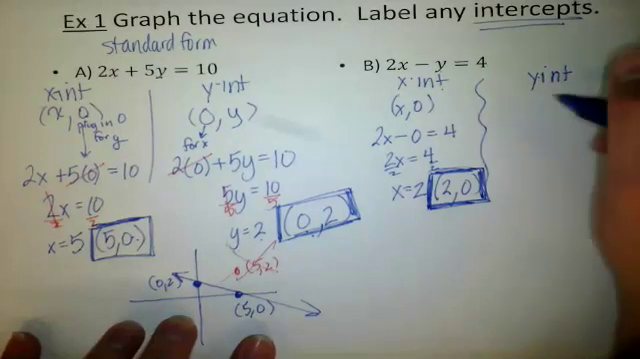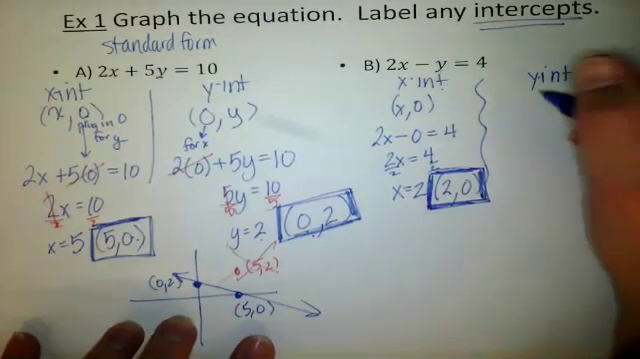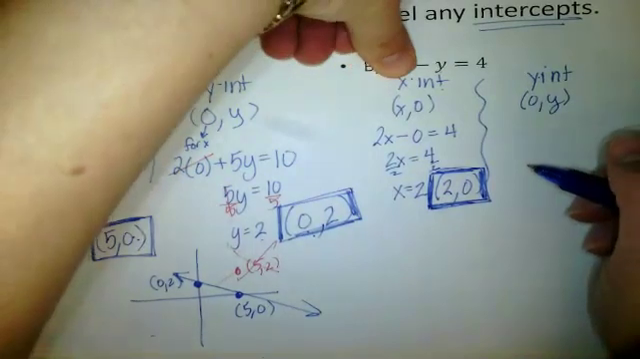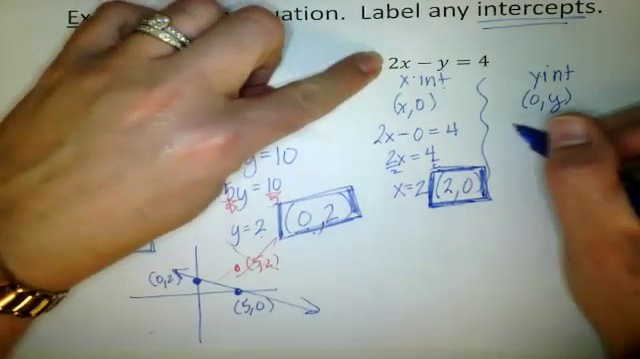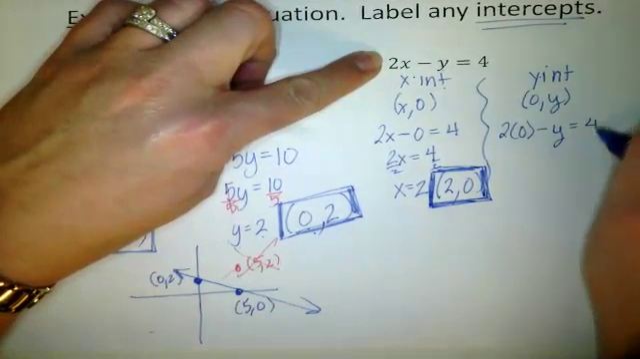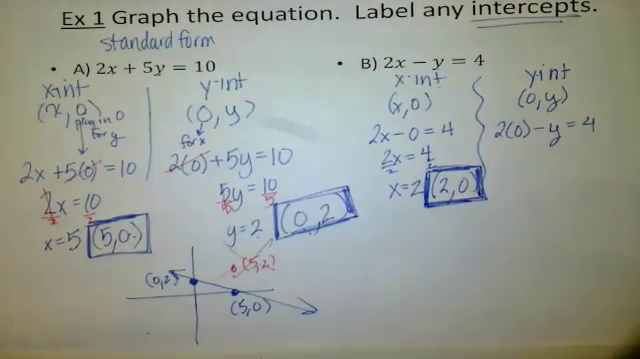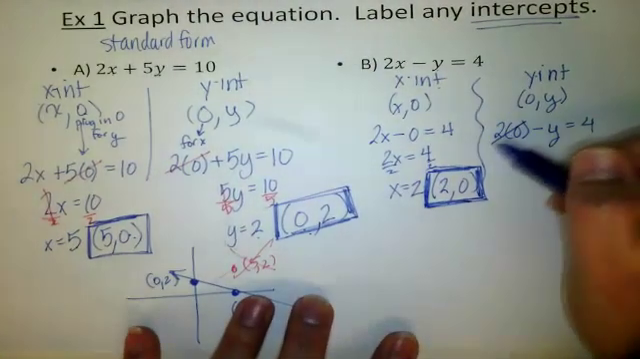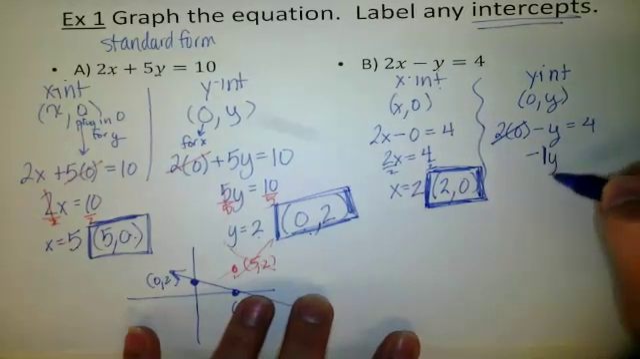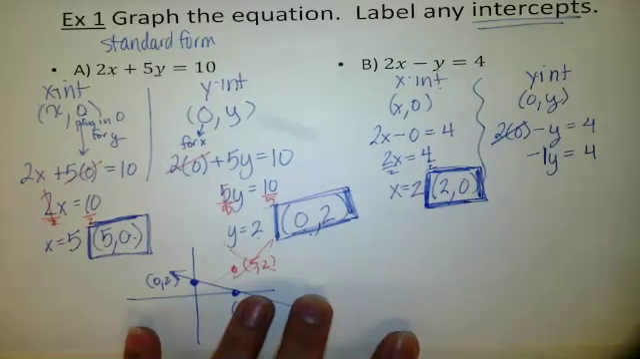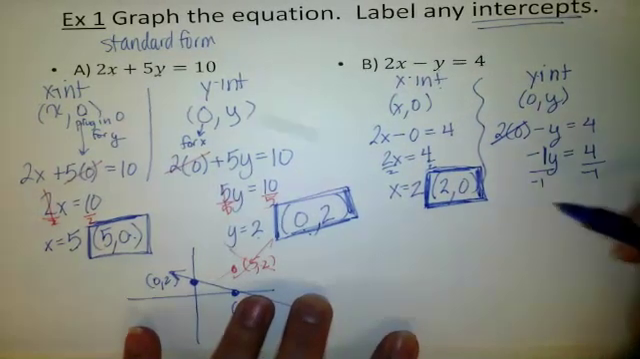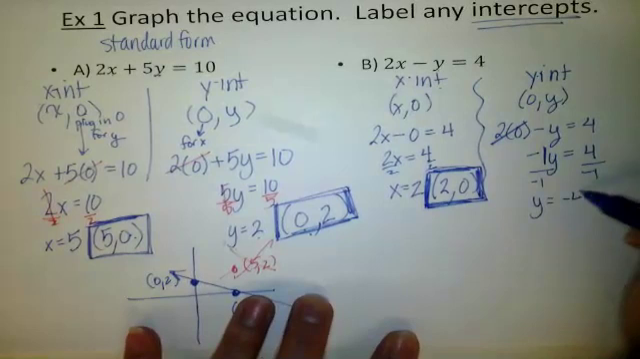If I want to find a y-intercept, what do we do? Plug in 0 for x, or cover the x. So if I plug in 0 for x, we have 2 times 0 minus y equals 4. 2 times 0 is 0. What's left over? I'm going to call this a negative 1y equals 4. And then divide by negative 1. So yeah, we get negative 4.